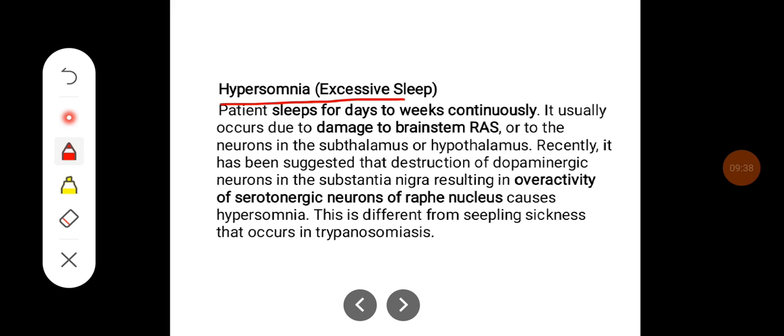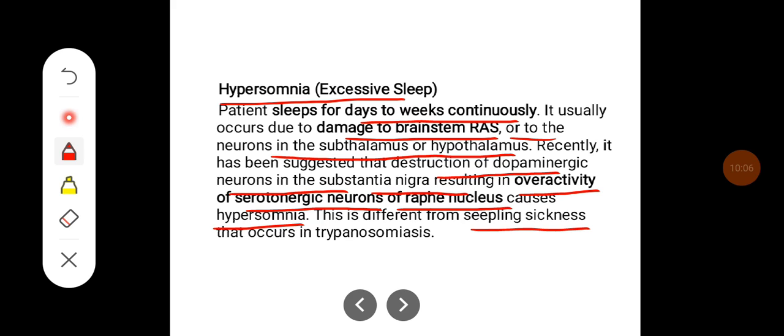Hypersomnia, that is excessive sleep. The patient sleeps for days to weeks continuously. It usually occurs due to damage to the brainstem reticular activating system or to the neurons in the subthalamus or hypothalamus. Recently, it has been suggested that destruction of dopaminergic neurons in the substantia nigra, resulting in overactivity of serotonergic neurons of the raphe nucleus, causes hypersomnia. So this is different from the sleeping sickness that occurs in trypanosomiasis.